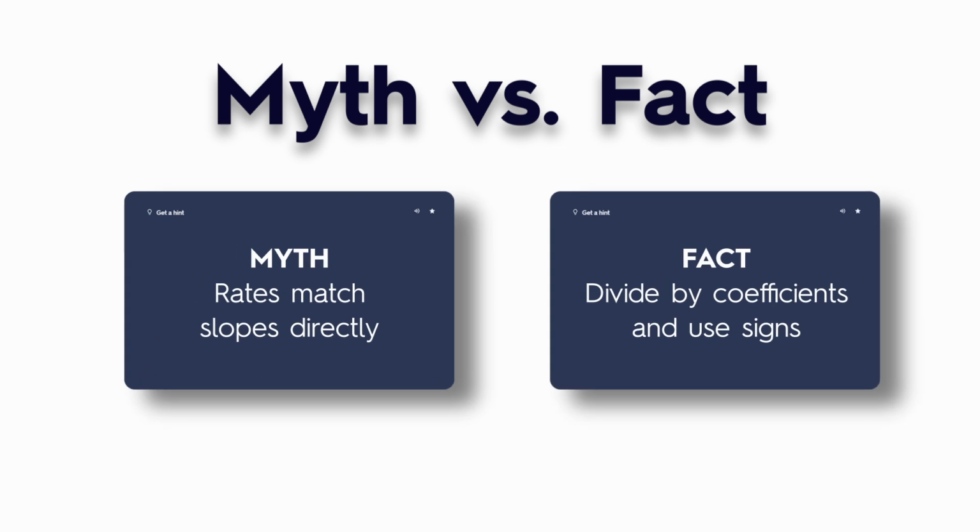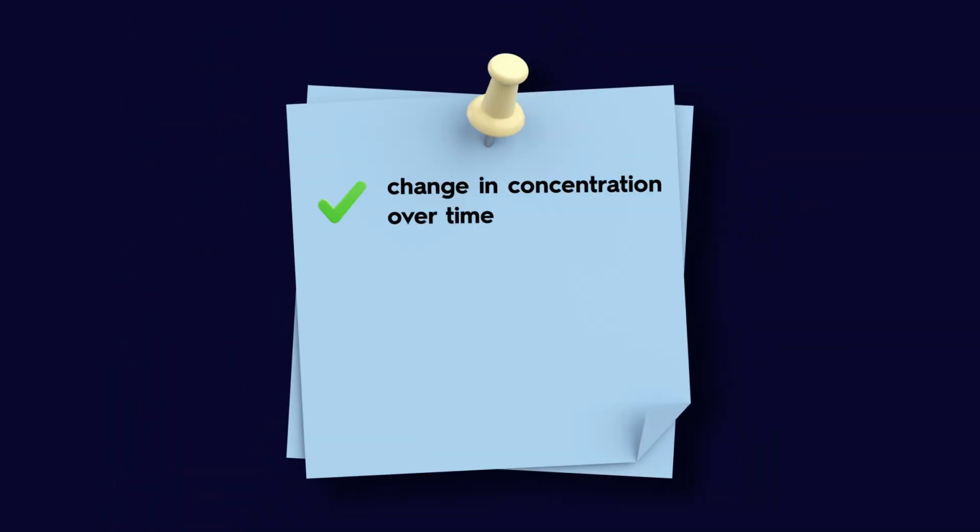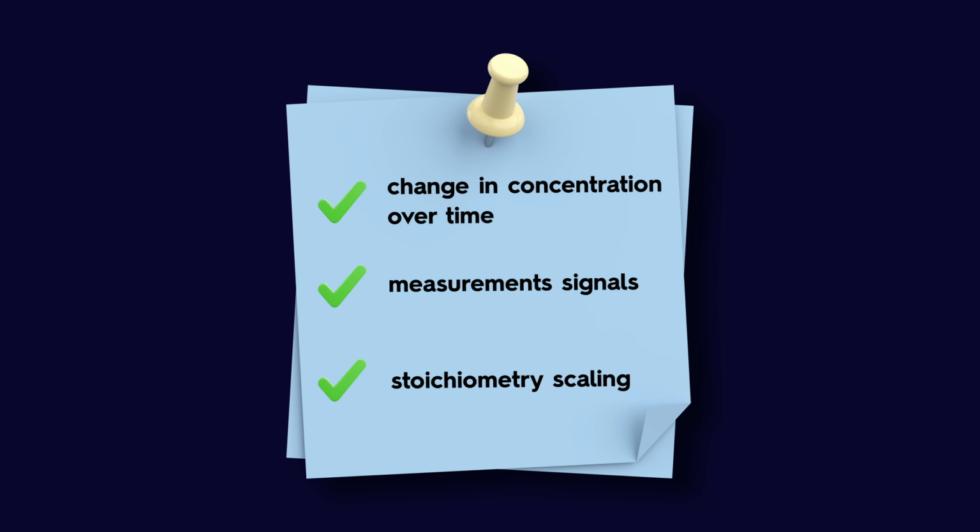A common mistake is to compare raw slopes without scaling. Do not forget to divide by the stoichiometric coefficients and to use negative for reactants and positive for products. That is how different species rates describe the same overall reaction speed. So far, we defined rate as change over time, saw common measurement signals, and linked species using the coefficients in the balanced equation.